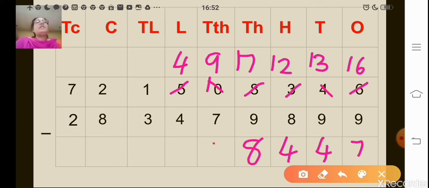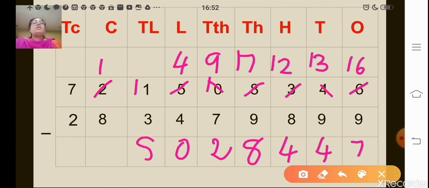Now 9 minus 7 is 2. 4 minus 4 is 0. Now 3 cannot be subtracted from 1, so you'll borrow from the crore place 1. This will become 11. 11 minus 3 is 8. In the crore place again you cannot carry out the subtraction, so borrow from the 10 crore 6, 11. So 11 minus 8 is 3. This is 4. So your answer is 43 crore 80 lakh 28,447.